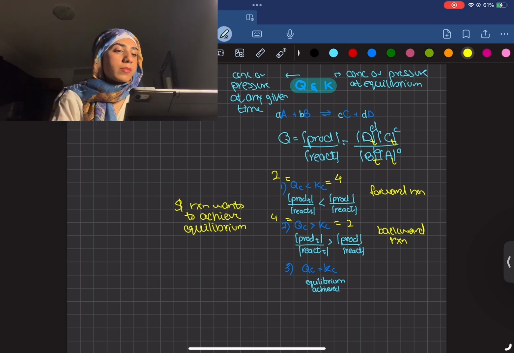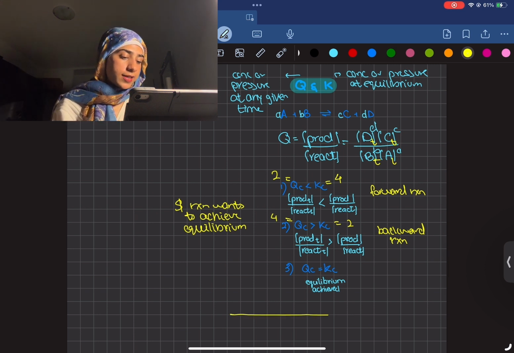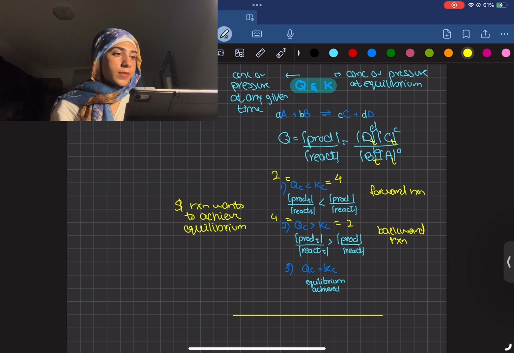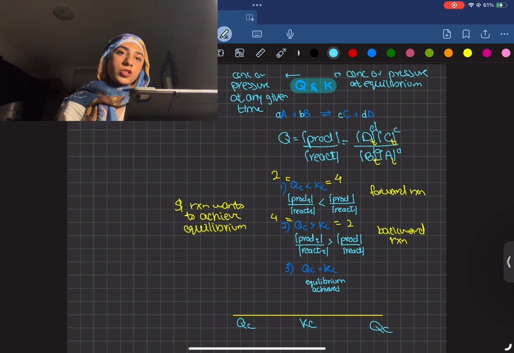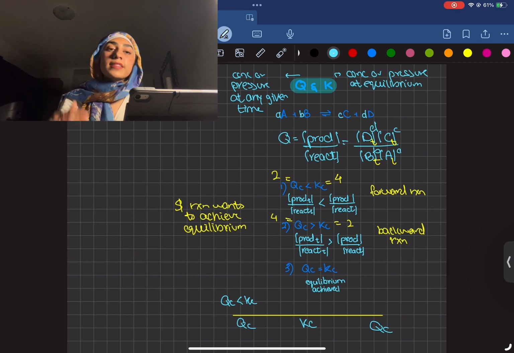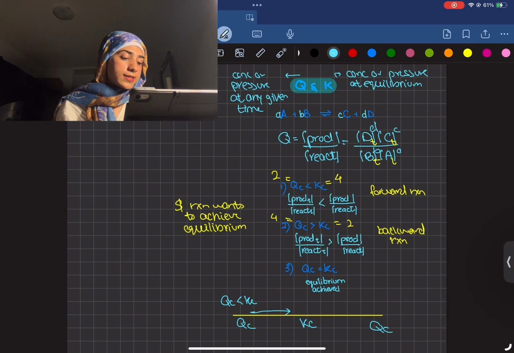So a trick for remembering all of this would be to think of all of it as a timeline. This is what my friend actually taught me. So let's say I have a timeline right here, and in the middle I have my Kc, which is something that I want to achieve, and then Qc is here, Qc is here, because Qc is like the concentration at any given time, so it could be a time that is before reaching the equilibrium or after the equilibrium. So if my Qc is less than my Kc at this point, that would mean, because I want to reach equilibrium, my Qc is going to go ahead, because Kc is ahead right now.